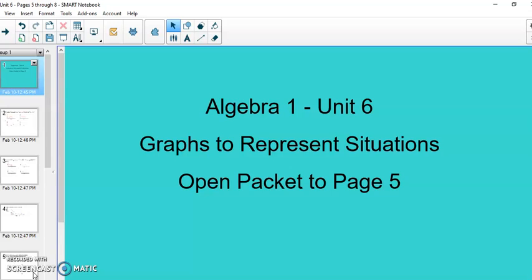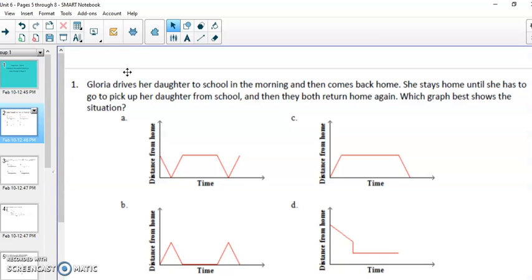Please open up your packet to page 5. The title for this section actually got cut off. It's on page 4. But what we're doing today is graphs to represent situations. Lots of situations can be modeled with graphs, and especially over the last 12 months or so with COVID, you've seen graphs all the time in the paper. But we're not going to be dealing with that. We're mostly going to be dealing with distance and speed.